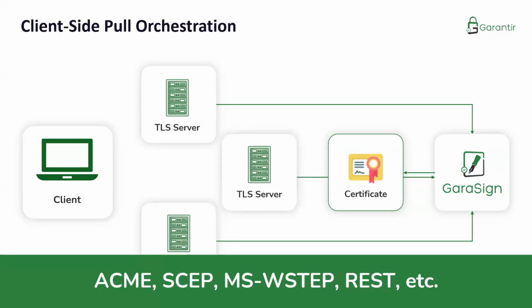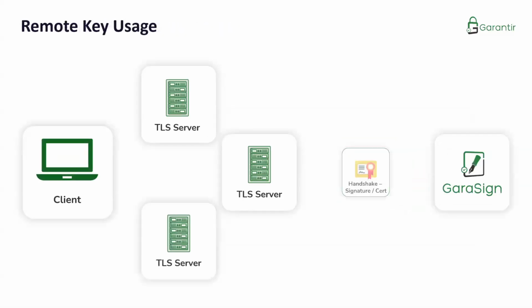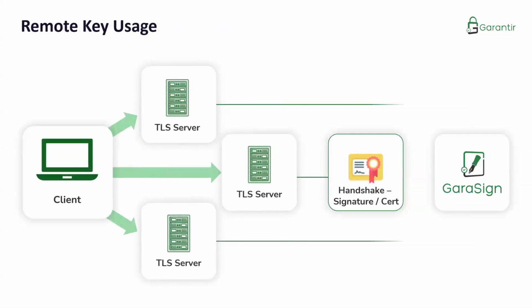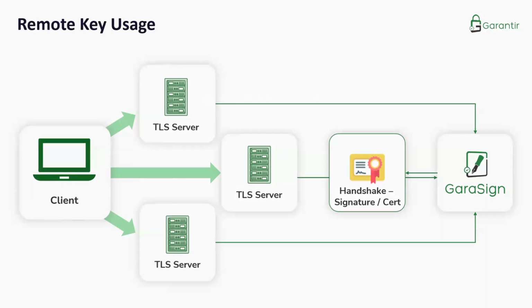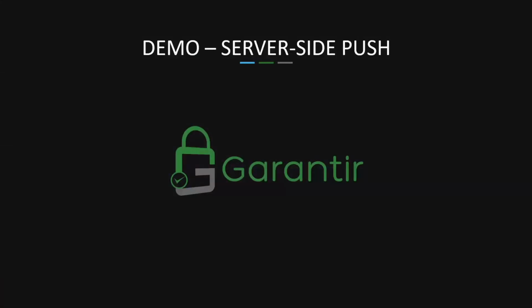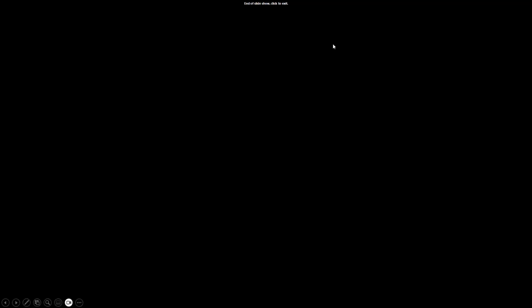And then lastly, we have remote key usage, where the TLS server doesn't actually have the key material. Instead, it's remotely stored, typically in a hardware security module, and it gets proxied access to use the keys. So in this case, the key is kept highly protected, and the TLS server only has the ability to use the key, but doesn't get access to the raw key bytes. We are going to show during this video an example of server-side push.